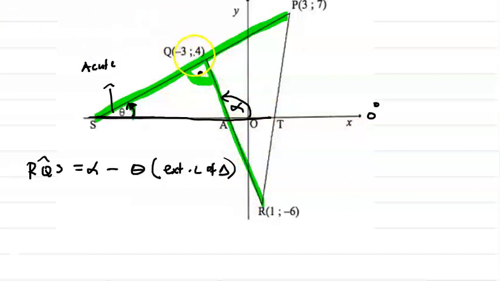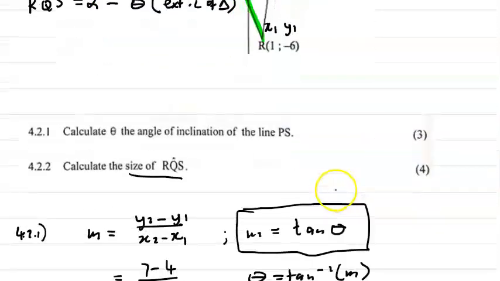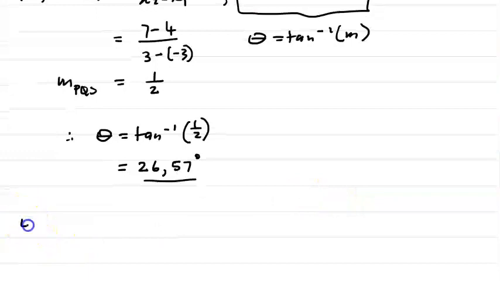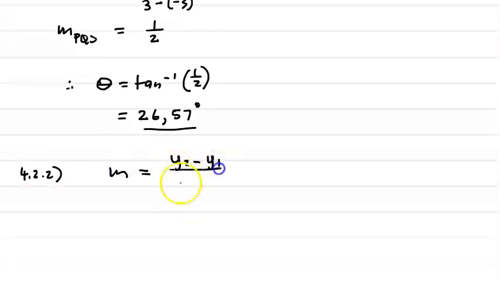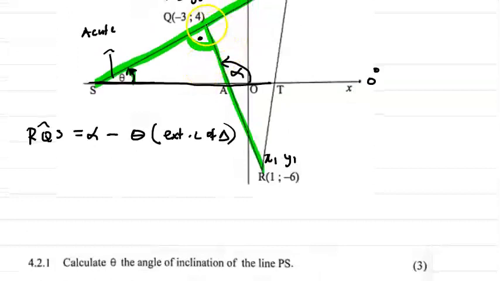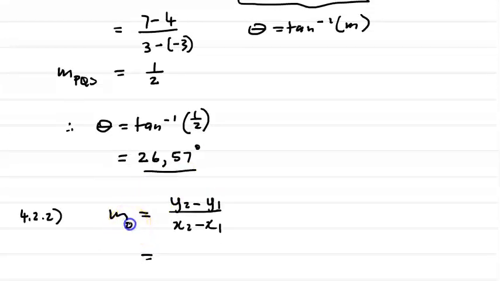Let's label it accordingly. I like to call my top coordinate x2 and y2, and the bottom one x1 and y1. Once again, I'm going to use my gradient formula to find the gradient of QR, which will enable me to find alpha. So, 4.2.2. Let's write down the gradient formula once again: y2 minus y1 all over x2 minus x1 equals, so I'm finding now the gradient of QR.